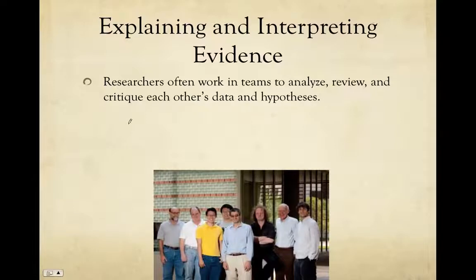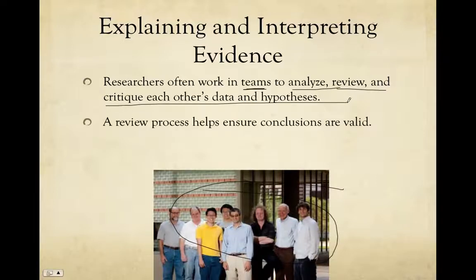Oftentimes, scientists work in groups, and more and more we're seeing researchers work in big teams. In fact, a team like this is often small. I've seen scientific papers where there'd be a team of 60 to 70 scientists working on the same work. And so working in teams is very important in science to analyze, review, and critique all the data, the unbelievable amount of data that comes out of experiments.